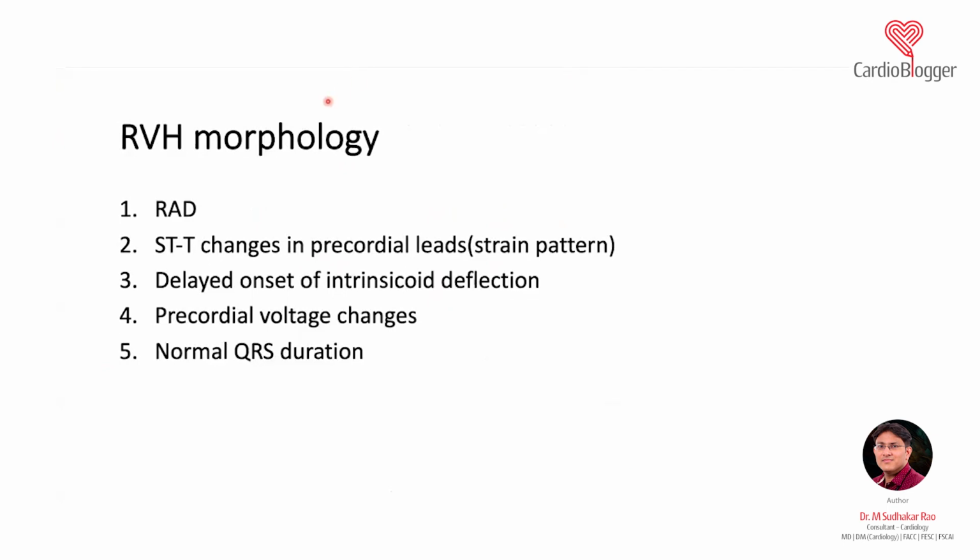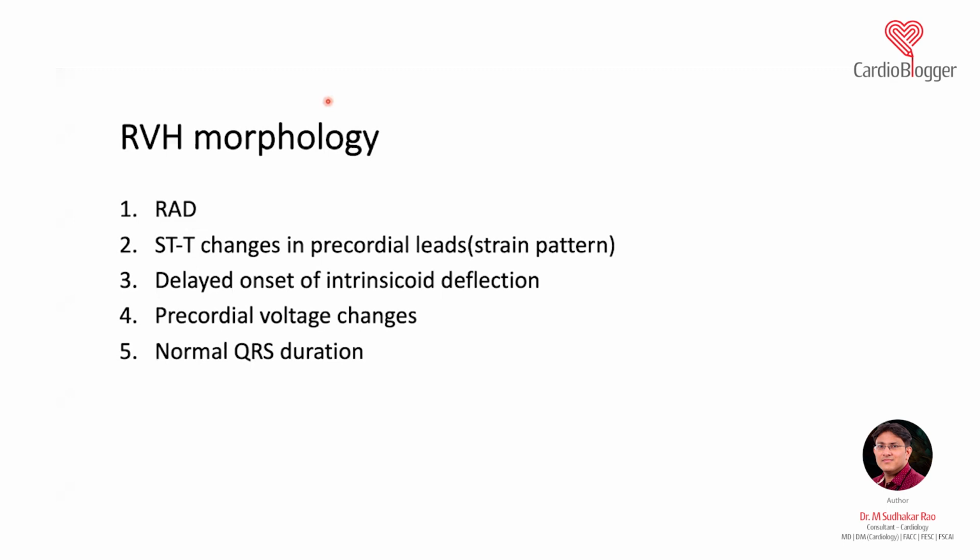Now, right ventricular morphology. Till now I just told you the numbers which can tell that there is a right ventricular hypertrophy. Now there are certain indirect clues to right ventricular hypertrophy. One is the right axis deviation. I told you, 99% of the patients will invariably have right axis deviation.